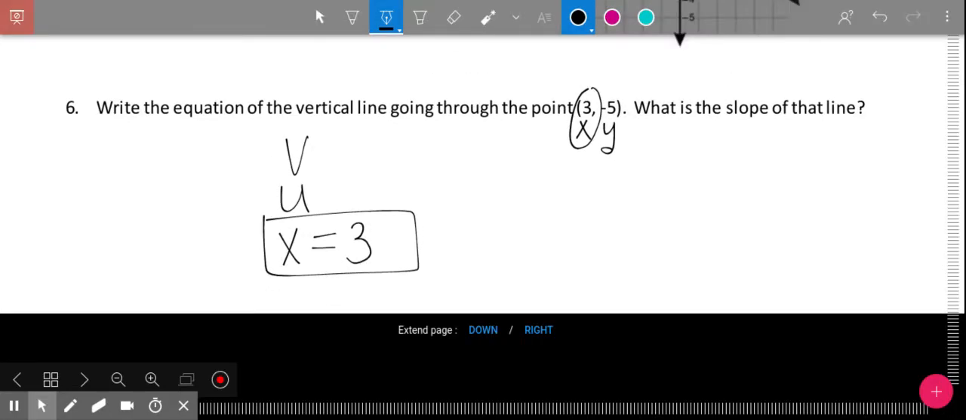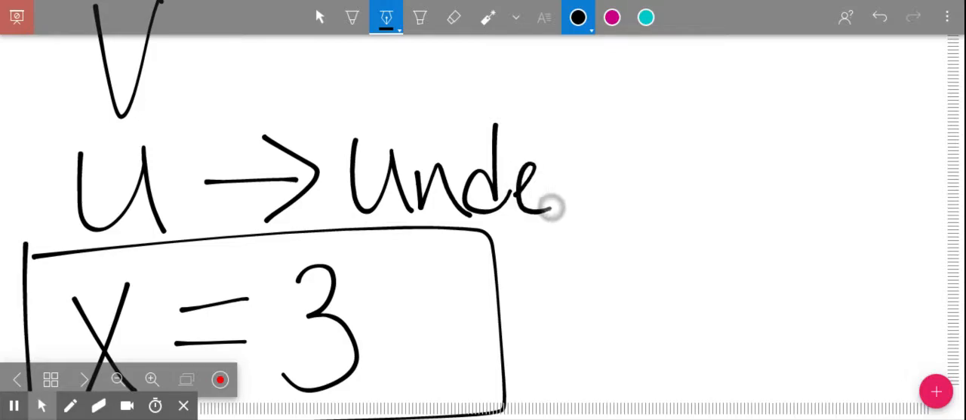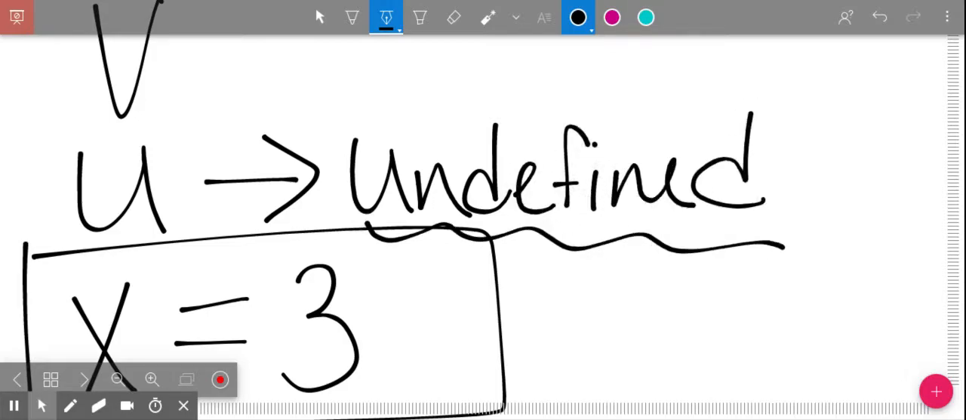Then I ask, what's the slope of the line? Well, that's going to be the u portion. And remember, vertical lines go up and down. They're not linear, so they cannot have a slope. You can't have any type of number for a slope, so we have to say it's undefined. Maybe if I can write an n. There we go. So my slope is undefined.